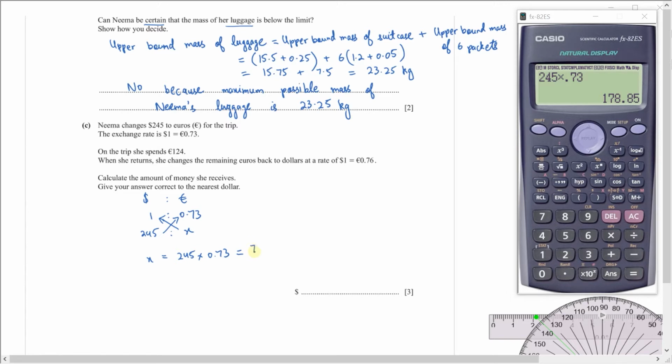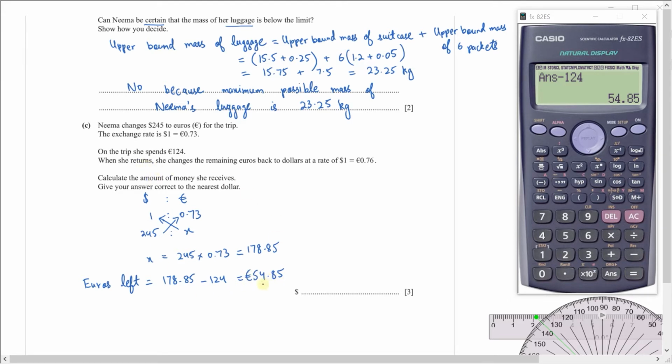Shows she receives 178.85 euros when she converts these $245 to euros for their trip. Now she spends 124 euros. So euros left will be the initial amount that she had, which is 178.85, minus the euros she spent, which is 124. So minus 124. So she has 54.85 euros left.